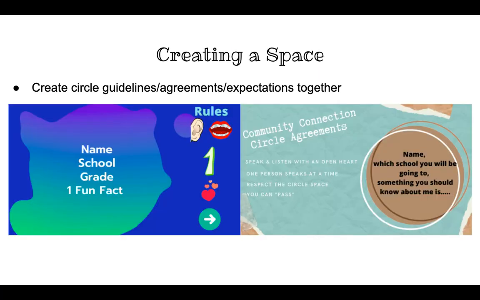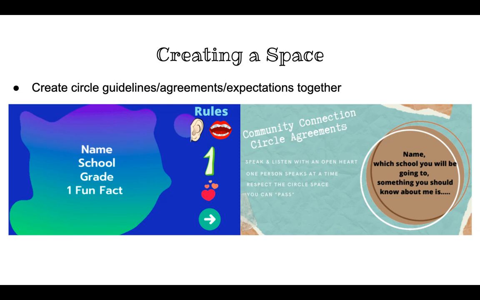So I wanted to share a couple things with you in regards to creating a space with your norms or agreements or rules specifically for the circle. These are two examples. So one, you'll see the different types of questions that might be asked. On the left side, you'll notice a primary example of what their name is, their school, their grade, and one fun fact. And then the rules or expectations for the circle would be to listen and speak respectfully. One person speaks at a time. We're kind, and that they can pass. So you'll see just visuals for that primary example.